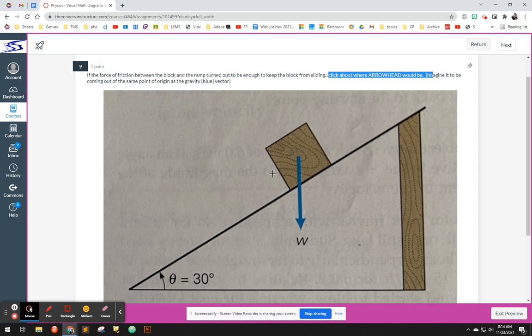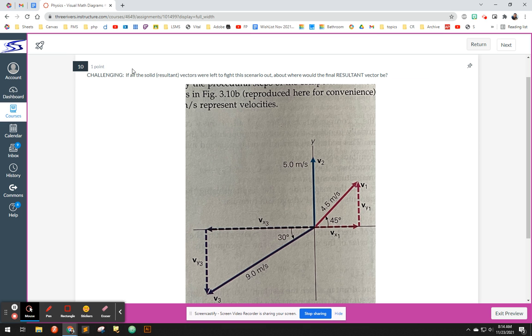And if the friction is going to be enough, it's got to be in the perfectly opposite direction. So that'd be mirror image, right? You can see that if the arrowhead lines up with right about there, then we need to flip over to this side and click right there. All right, challenging. If all the solid resultant vectors were left to fight this out, where would the final result be?